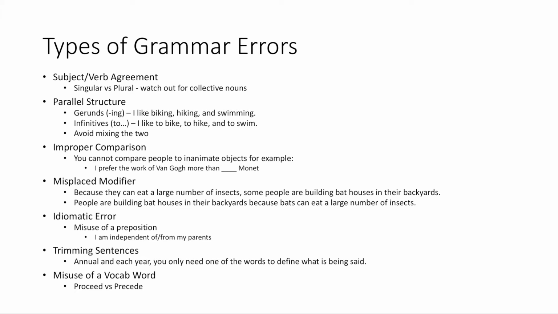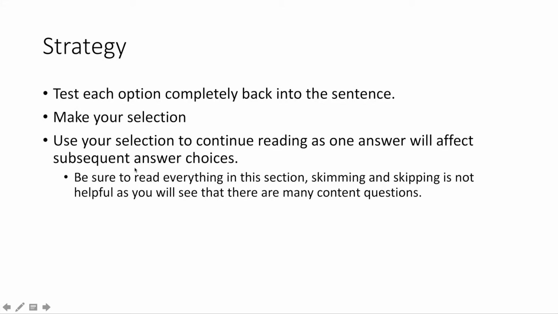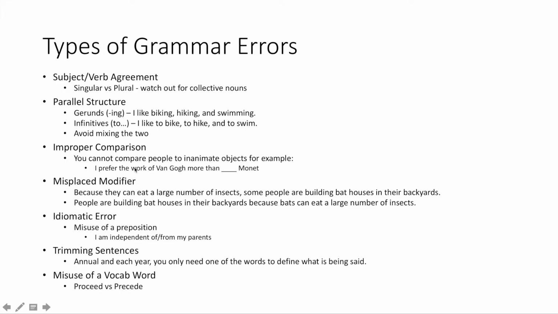Or you can just repeat work. I prefer the work of Van Gogh more than the work of Monet. Or I prefer the works, right? Because there's more than one work of Van Gogh, more than the works of Monet. So if I said here a specific painting, then what I could do is maybe repeat the specific painting here. But paintings to paintings, people to people, not a painting to a person. So very important to remember.